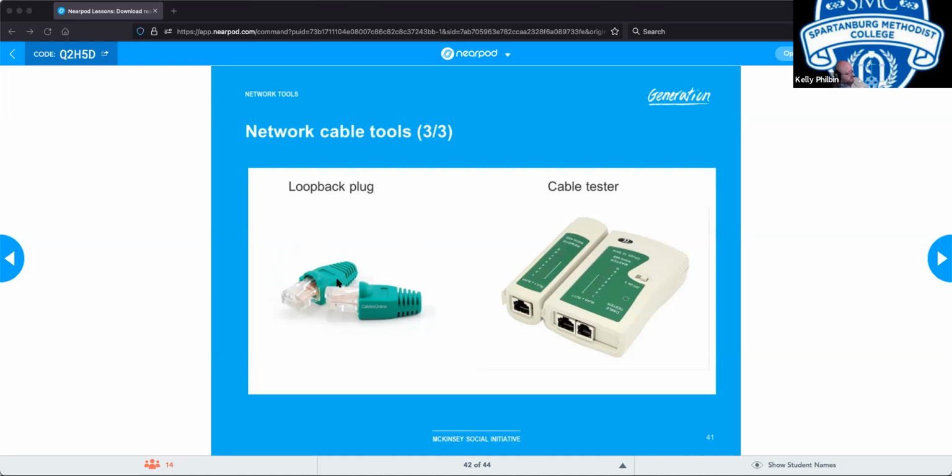There is a software version of this. You have the loopback address where you can do the same thing, but this tests it at the physical level. The other thing we need to be aware of is a cable tester here.